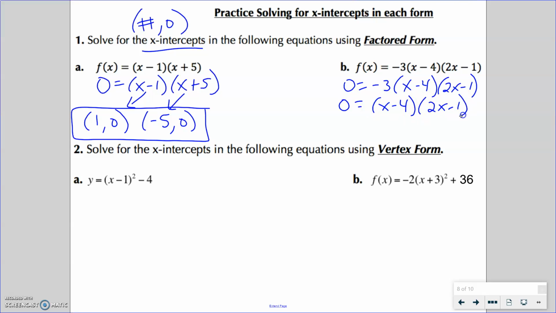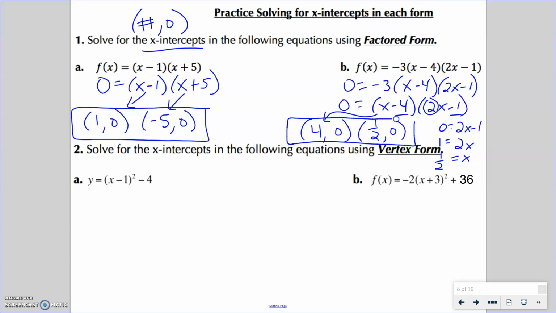Here's where you have to be careful. You're going to want to say your x-intercepts are positive 4 and positive 1. That's not the case. Now, one of your x-intercepts is positive 4. I'm cool with that. But because this guy has a 2 in the front, it's totally different. It's like you're setting 0 equals 2x minus 1. Add 1 to both sides, and you get 1/2. So your other x-intercept is 1/2, comma, 0.